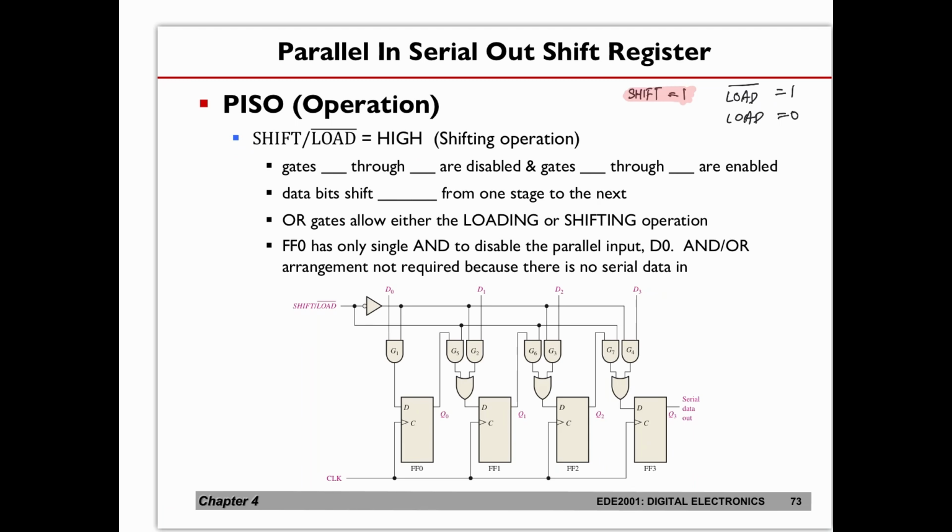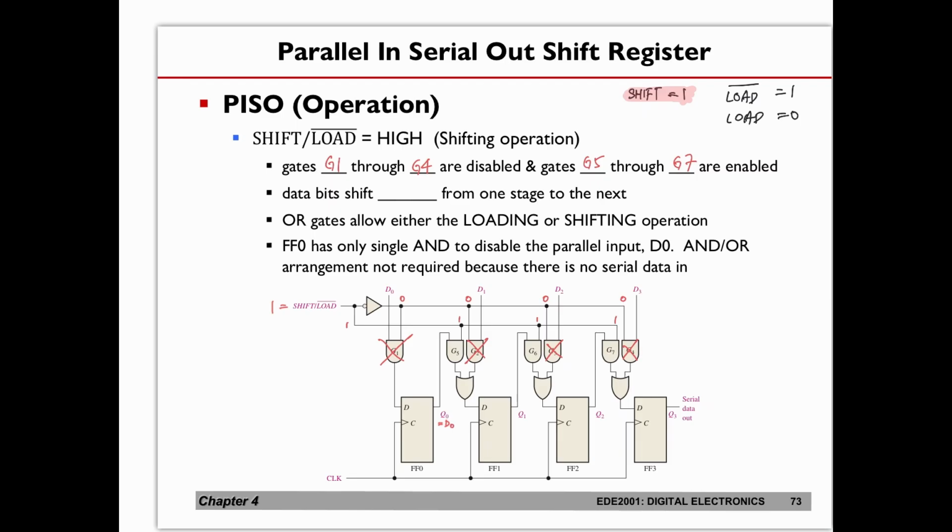If shift is equal to a 1, the output here will be zeros, and the input here will be 1. So what do I have? This gate is disabled, disabled, disabled, and disabled. So I have 4 gates that are disabled. These are G1 to G4, which are disabled, and which ones are enabled? G5 to G7 are enabled.